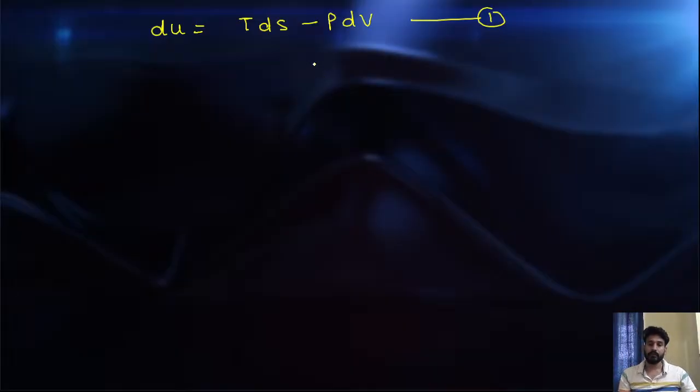Okay, see, my first equation was dU is equal to TdS minus PdV. This is my first equation from which Maxwell's first relation will come, right? From this equation, I can say that my internal energy is a function of entropy and volume. Okay, clear, right?